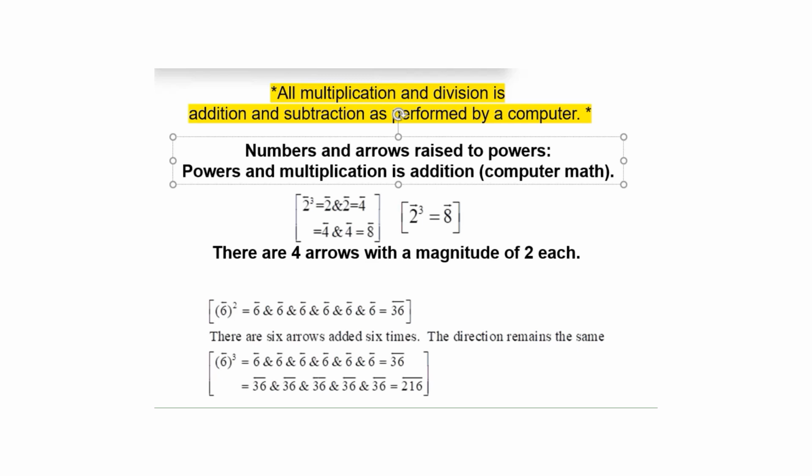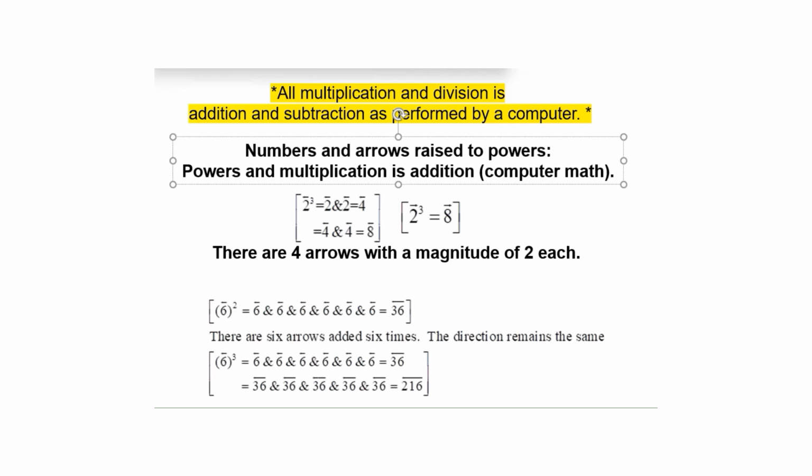Numbers and arrows raised to powers. Powers in multiplication is addition, computer math. 2 raised to the third of arrows going this way remain this way. 2 raised to the third of arrows going that way remain that way. In both cases, there are 4 arrows with a magnitude of 2 each.